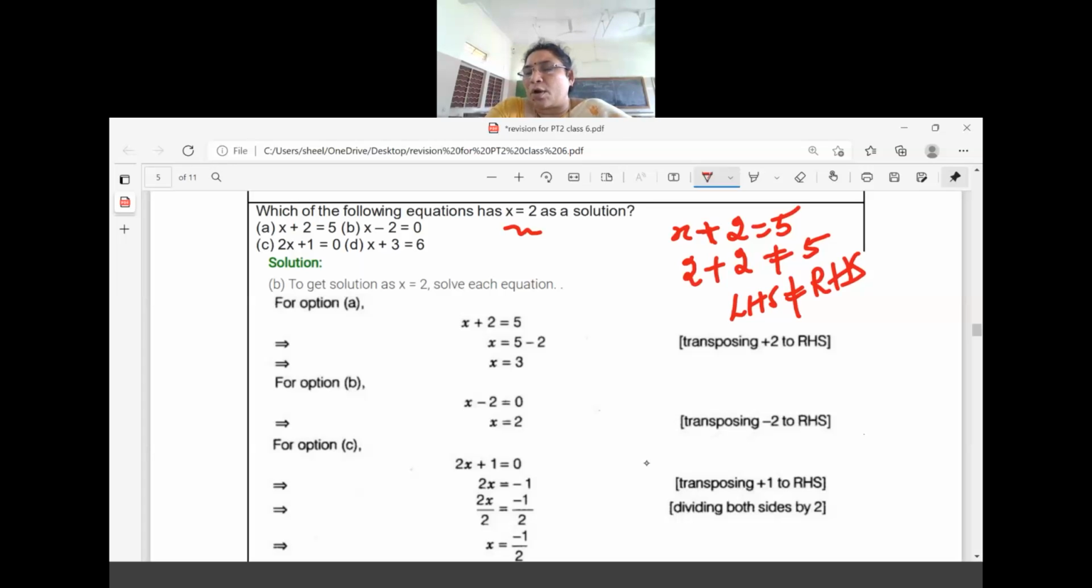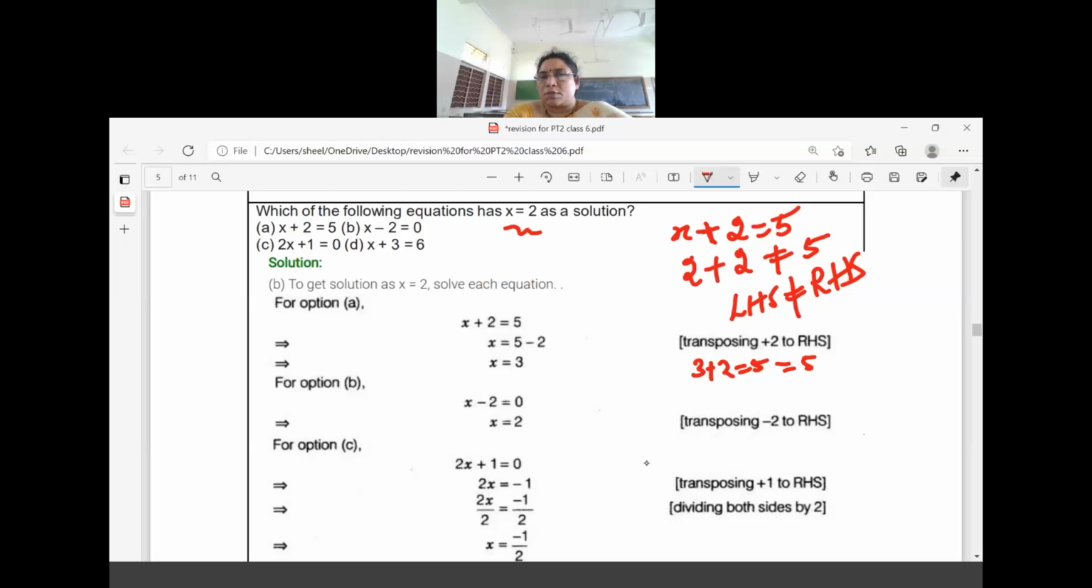That means x equal to 2 is not a solution for the given equation x plus 2 equal to 5. Now, what is the possibility of a solution for this one? If you put 3 instead of 2, what happens to the LHS? LHS becomes 3 plus 2. Right? So your answer is 5, and RHS and LHS are equal.